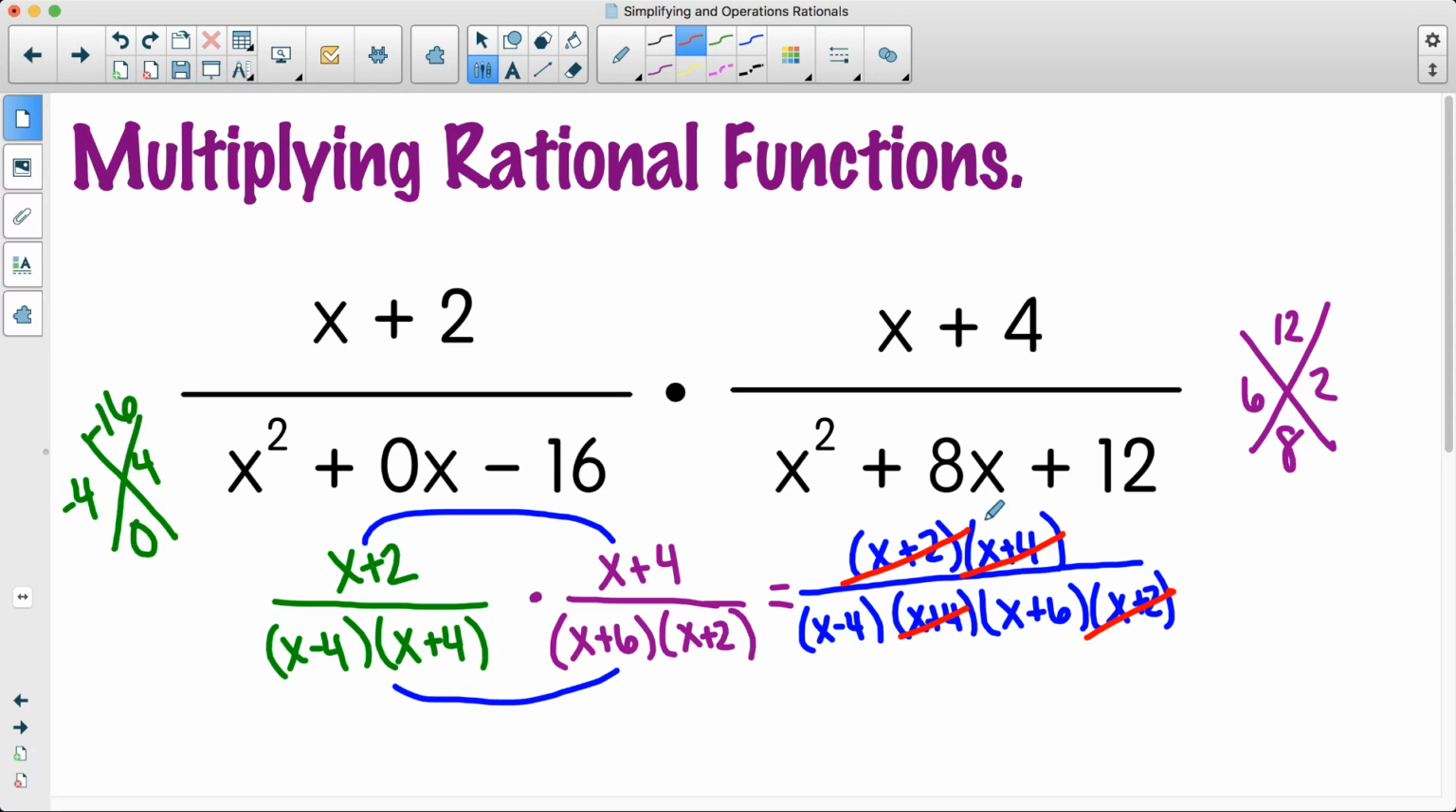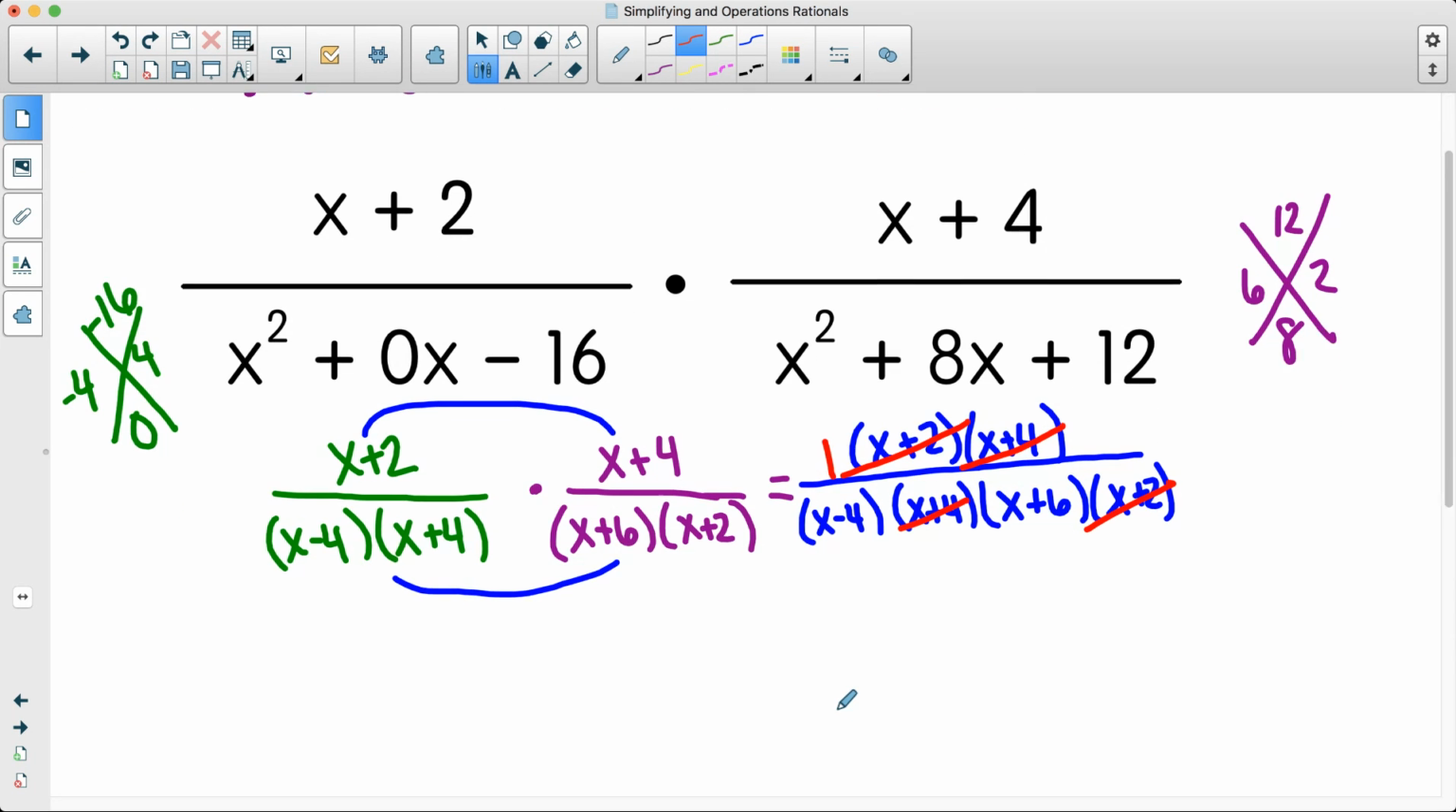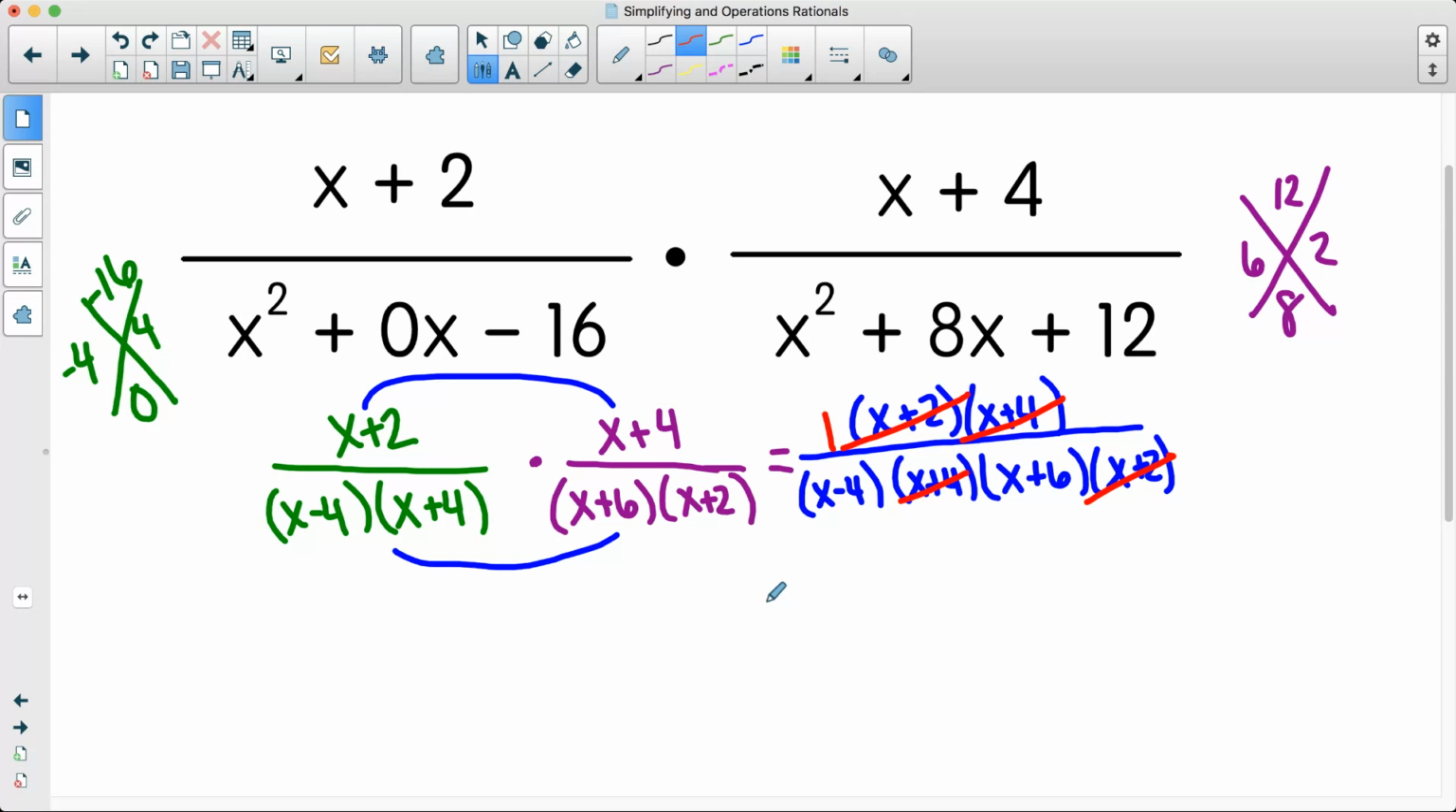You'll notice here that everything in the numerator canceled out, and we talked about this yesterday. There's still a 1 here. So if everything in your numerator cancels, you need to make sure you leave a 1 there. So 1 divided by (x − 4) times (x + 6).